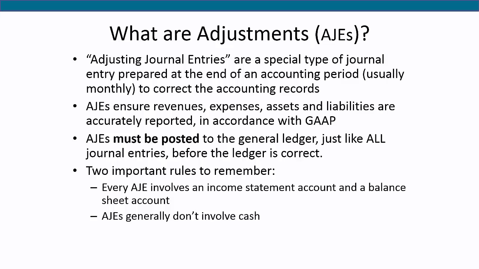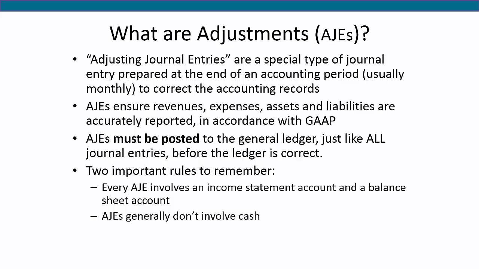For example, you should never record an adjusting journal entry using 2 balance sheet accounts but no income statement account, or 2 income statement accounts and no balance sheet account. Okay, rule 1. Rule 2, adjusting journal entries generally don't involve cash. Therefore, when you review your adjusting journal entries for accuracy, make certain the cash account is not one of the accounts you are adjusting.